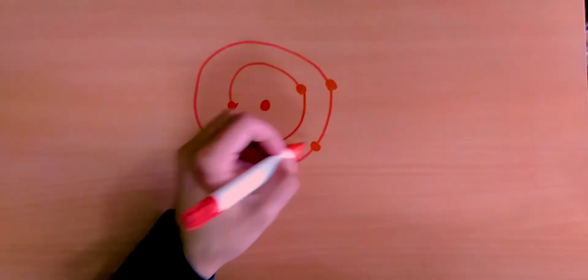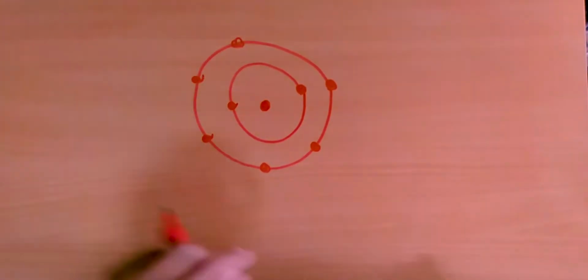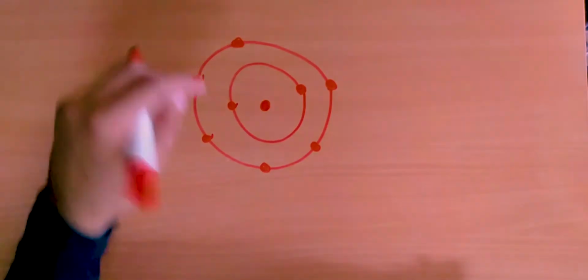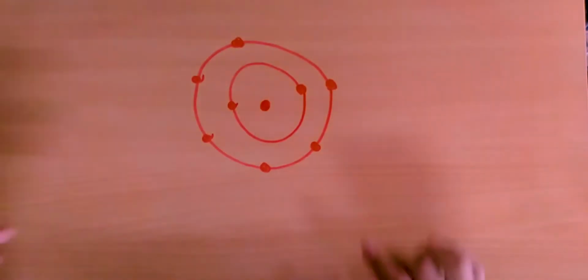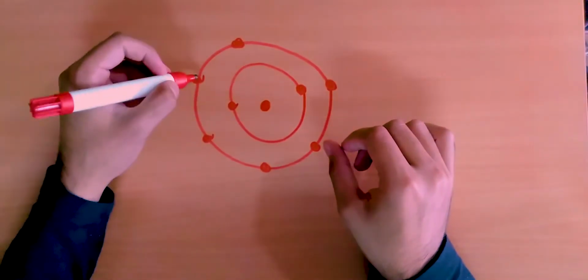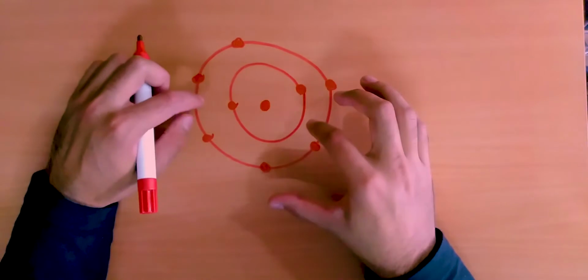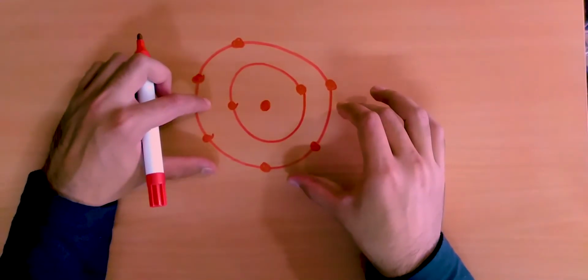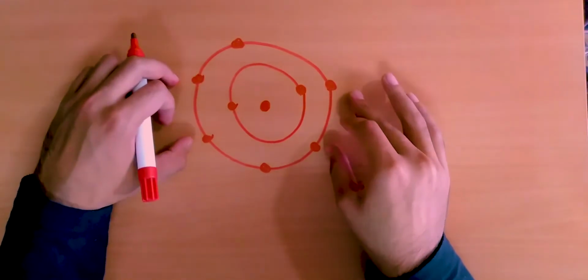So 2 are there, so the remaining 6 electrons, 1 2 3 4 5 6 electrons fit in the second orbit, and 1 2 3 4 5 6 7 8, I have the 8 electrons filled, right? Now the outermost shell can fit up to 8 electrons. The second shell can fit up to 8 electrons, but here I have only 6 electrons.